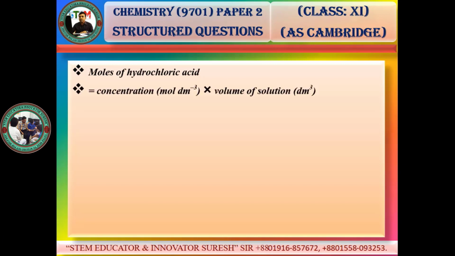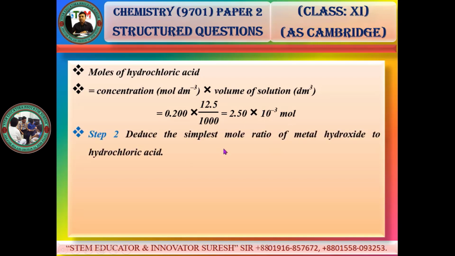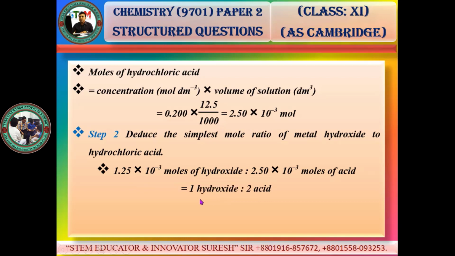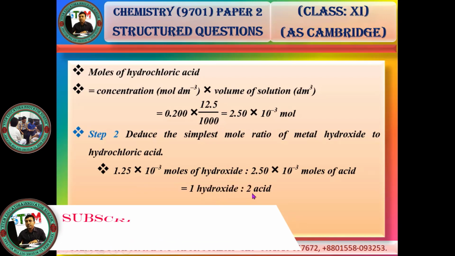Moles of hydrochloric acid equals concentration in mol per dm3 multiplied by volume of solution in dm3, by the previous formula, 0.200 into 12.5 divided by 1000, which equals 2.5 into 10 to the minus 3 mol. Step 2, reduce to the simplest mole ratio of metal hydroxide to hydrochloric acid: 1.25 into 10 to the power minus 3 moles of metal hydroxide to 2.50 into 10 to the power minus 3 moles of acid. So this is the stoichiometry or the mole ratio. Okay, after doing it, we are getting 1 mole hydroxide to 2 acid.